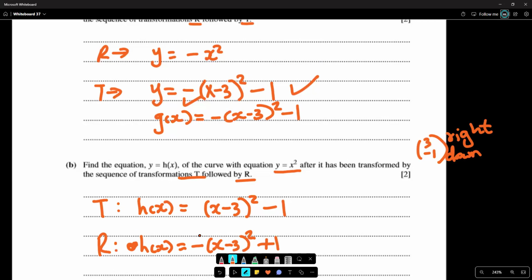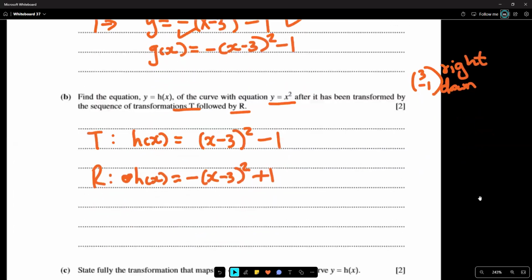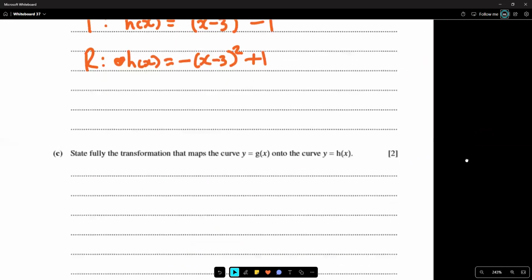So in simple terms, for a reflection in the x-axis, you're just going to switch the signs of each term. You are making the function negative, basically. Awesome. Let's move on, ladies and gentlemen.